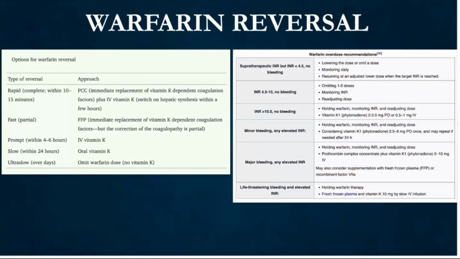So coming to the warfarin reversal agents, warfarin can be reversed with the help of prothrombin complex concentrates or fresh frozen plasma, and even with oral or IV vitamin K.